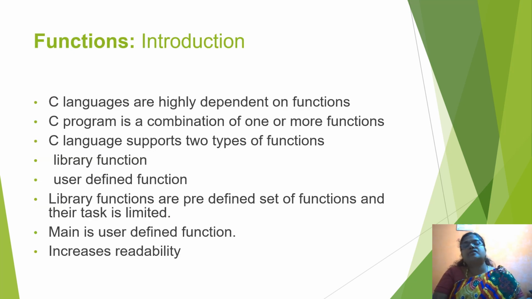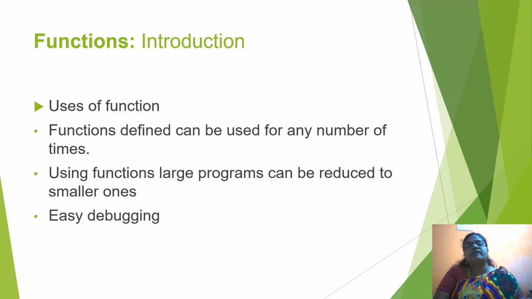Next, functions introduction. C language is highly dependent on functions. A C program is a combination of one or more functions. C language supports two types of functions: library functions and user defined functions. Library functions are a predefined set of functions and their task is limited. main is a user defined function. Functions increase readability, can be used any number of times, and let large programs be reduced to smaller ones, making debugging easy.